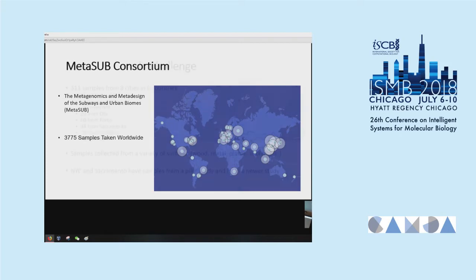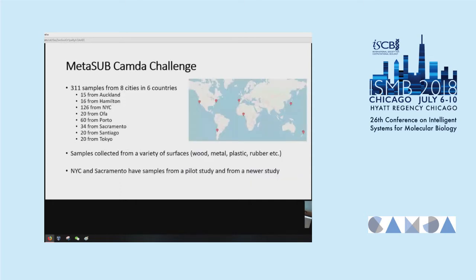Moving on to the CAMDA challenge, as many of you have heard, there were a few hundred samples from several different cities in different countries around the world: North America, South America, Africa, Europe, New Zealand, and also Japan. These samples were collected from a variety of surfaces: wood, metal, plastic, rubber, although primarily from metal, which proved a bit problematic, which I'll talk about later. New York and Sacramento also had samples included from the pilot study published as part of PathoMap in 2015, and from a newer study, which I'll also discuss, because this proves to be a bit tricky, especially for New York.